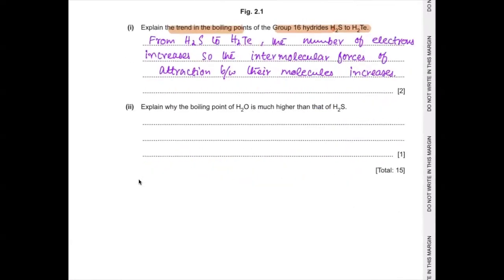Now, part 2, explain why the boiling point of water is much higher than that of H2S. So it's for 1 mark. So the main reason, you all know that in water, between the water molecules, there is hydrogen bonding, right?